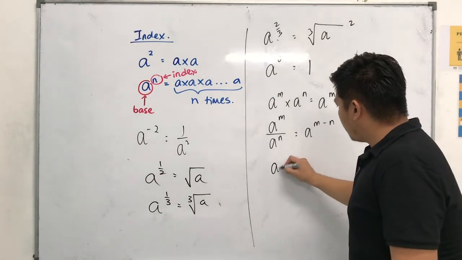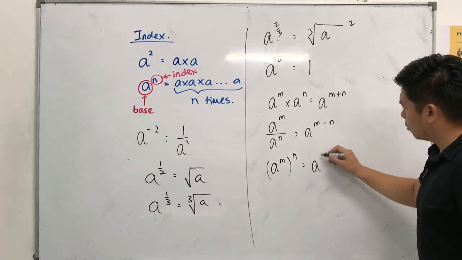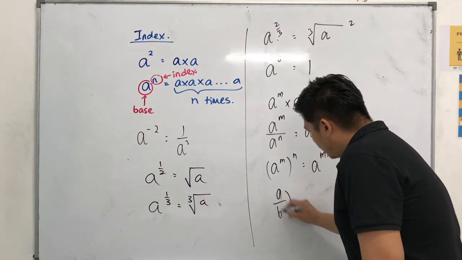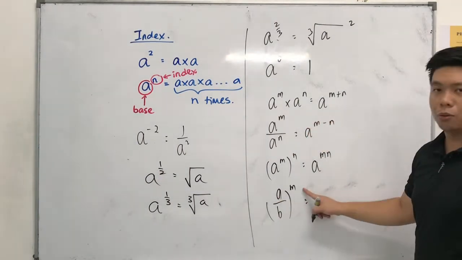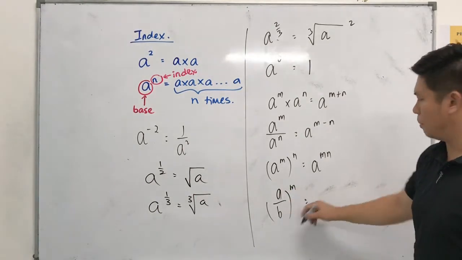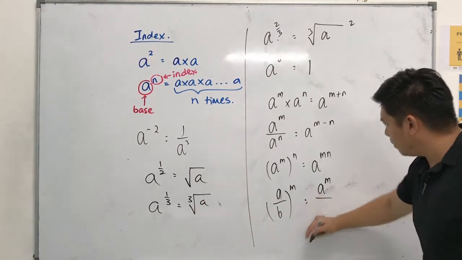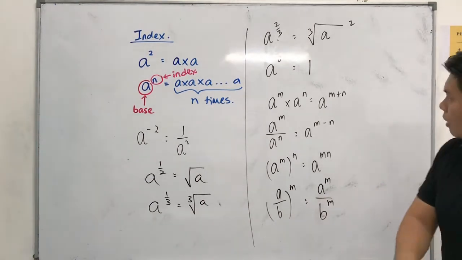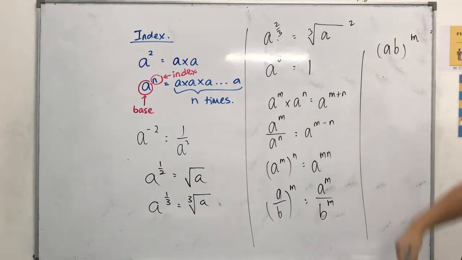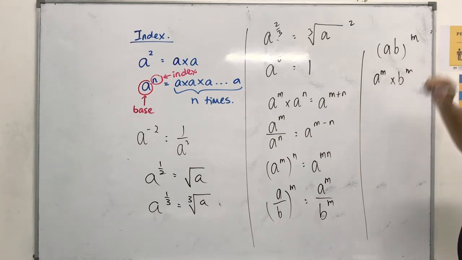If I have a to the power of m and then outside you have an n, what happens with the numbers? You have to multiply m times n. If I have a over b and then I have the power of m outside, this power of m belongs to whom? It belongs to a and also b. So it means that you have a to the power of m divided by b to the power of m. Similarly, if I have a multiplied by b, there's an m outside, so this will give you a to the power of m times b to the power of m.